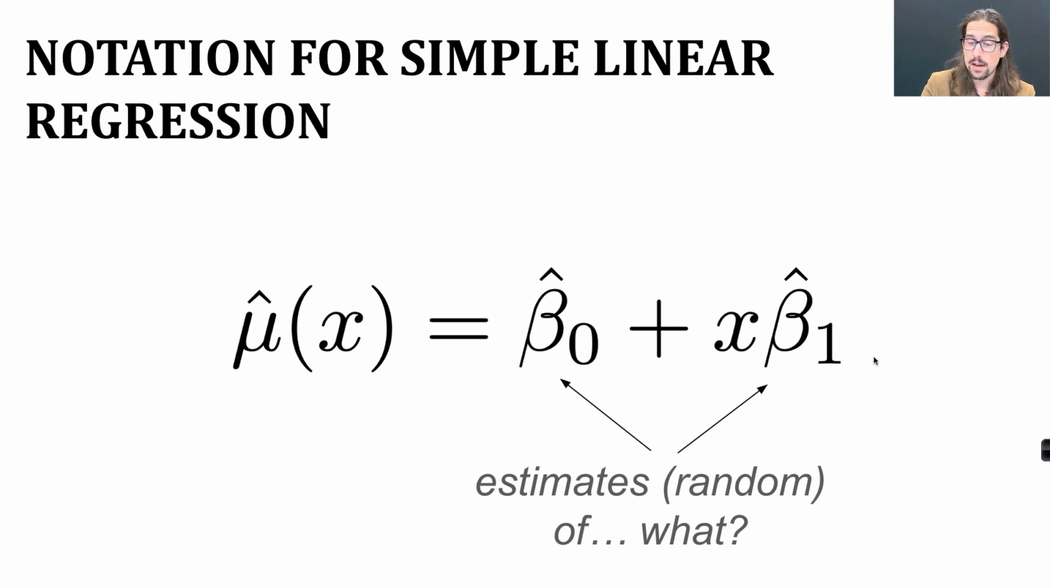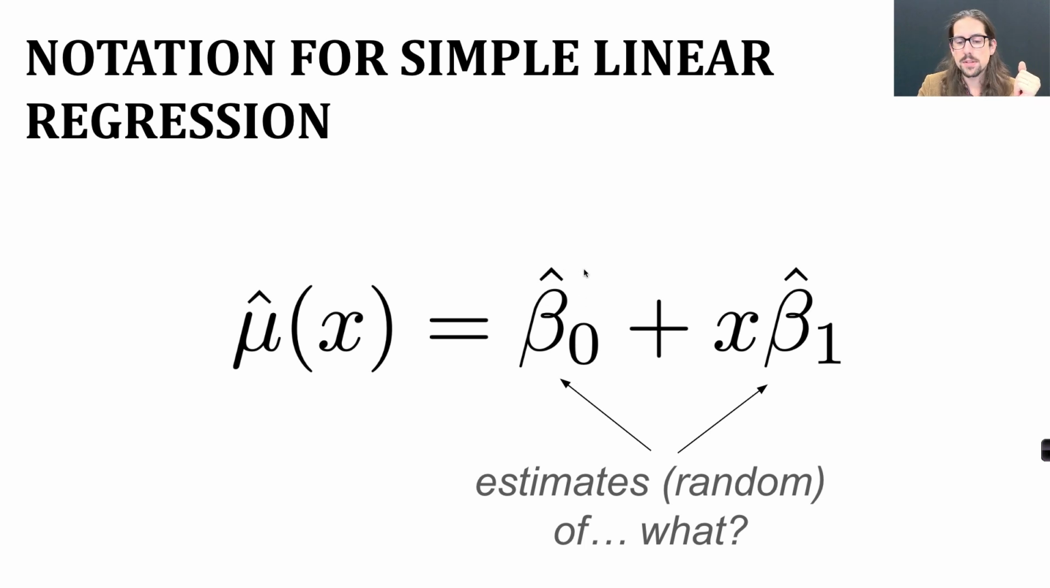The beta 0 hat and the beta 1 hat, these coefficients, they are not actually estimates of some real coefficients, because in reality those coefficients don't exist, right? This is some linear approximation to the true conditional mean. And so that's just something to always keep in mind.